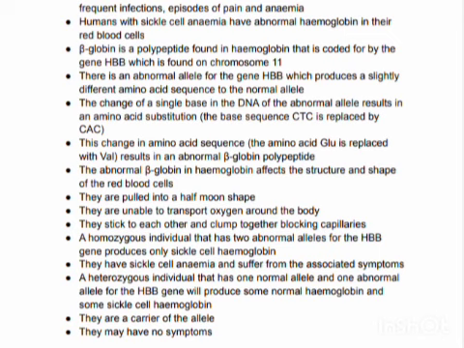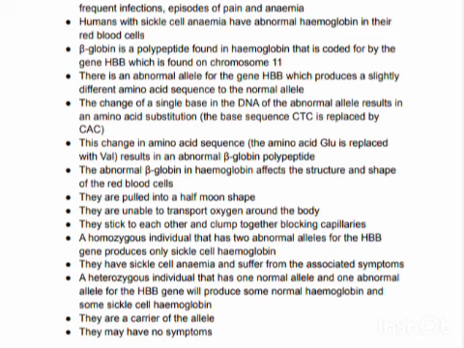So this change in amino acid sequence replaces the amino acid glu with VAL. This is going to result in an abnormal beta globin polypeptide. The abnormal beta globin in hemoglobin affects the structure and shape of the red blood cells. So now they're going to have a half-moon shape, so they'll be unable to transport oxygen around the body. They will stick to each other, clump together, blocking capillaries.